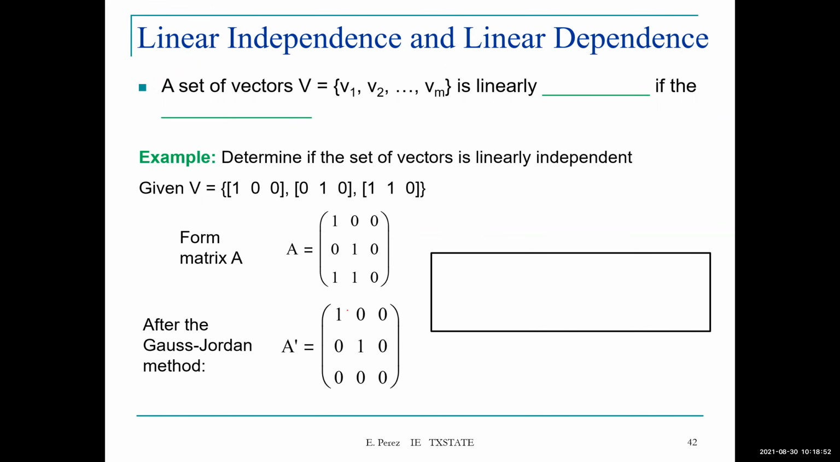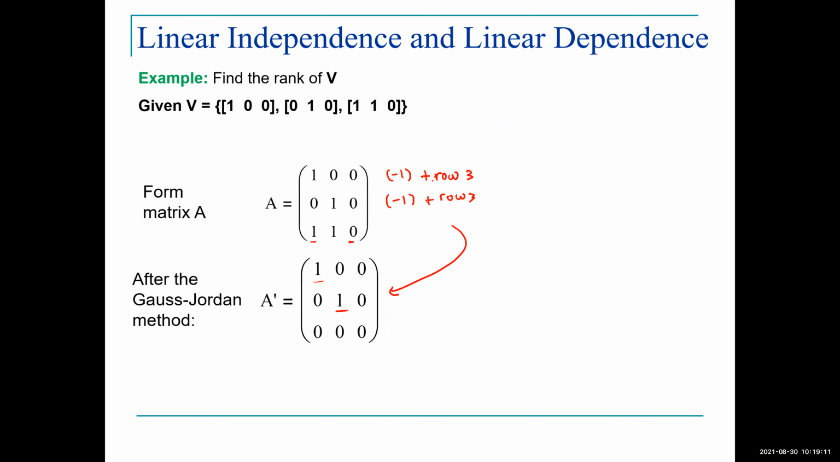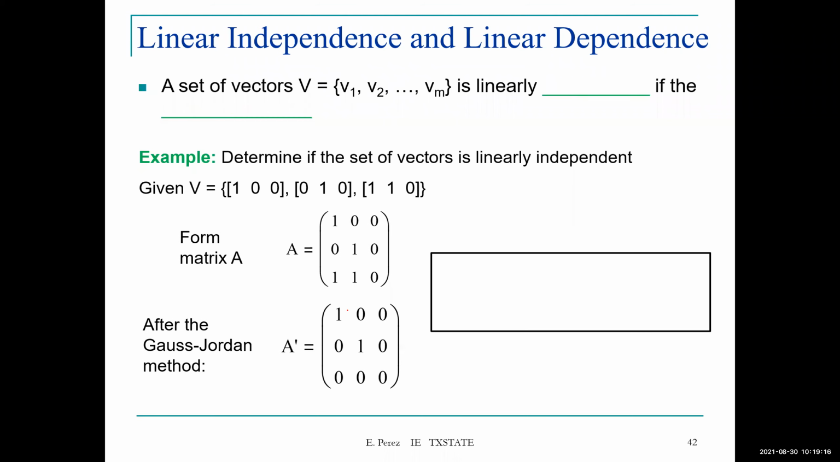So how do we use that information? A set of vectors V equals B1, B2 up to Bm is linearly dependent if the rank of A is less than the number of rows of the original matrix A. So if we go back here, the original matrix has 3 rows. The number of non-zero rows is 2. So if the rank of A is less than m, then we say that that set of vectors B1 up to Bm is linearly dependent.